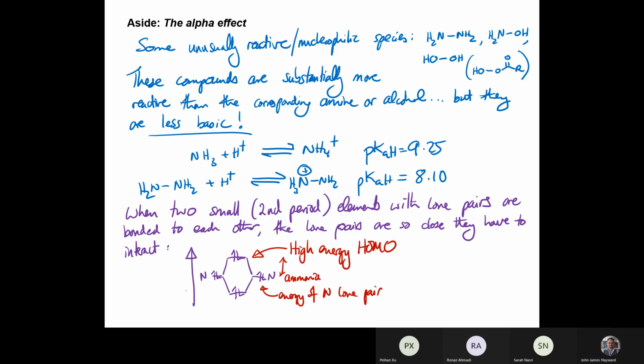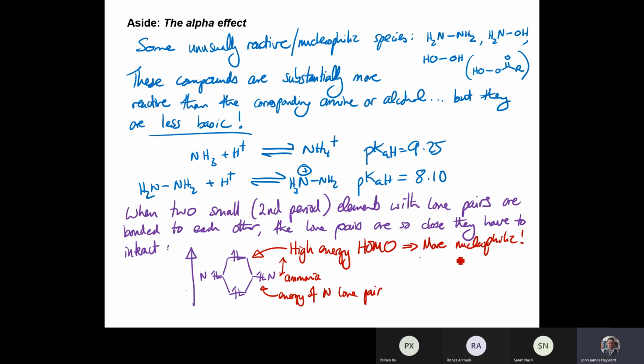So, when it comes to the reaction between two molecules, you're usually looking at the interaction between the highest energy HOMO and the lowest energy LUMO. And here we've produced a high energy HOMO. That means it is more nucleophilic. This is broadly a kinetic effect because it's all about that fast interaction between the high energy HOMO and the LUMO.